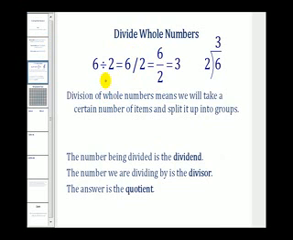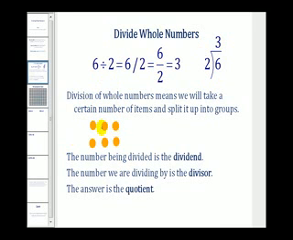We should be aware there are several ways to represent division of whole numbers. Remember, a fraction bar also represents division. And then for long division, we'll set up our division problems in this way. Division of whole numbers means we will take a certain number of items and split them up into groups. So 6 divided by 2 means we have 6 items and we want to divide these into 2 groups.